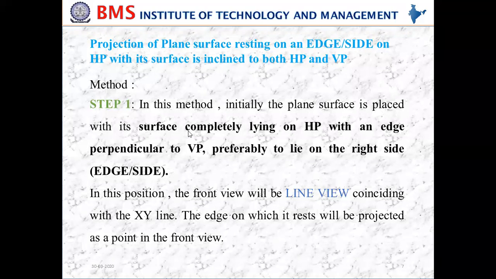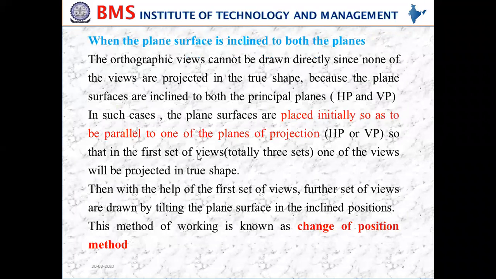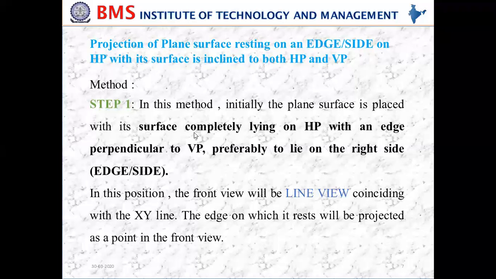See here, surface completely lying on HP with an edge perpendicular to VP. Don't get confused: an edge perpendicular to VP in the sense that this BC is drawn perpendicular to the XY line. Above the XY line, what plane do we have? Vertical plane we have. So that is why this BC is perpendicular to XY line. Got it? So how do we obtain this first set of views? By keeping the lamina lying on HP with an edge perpendicular to VP.